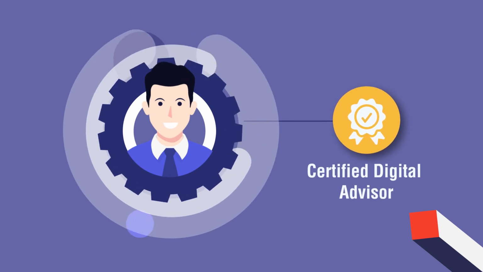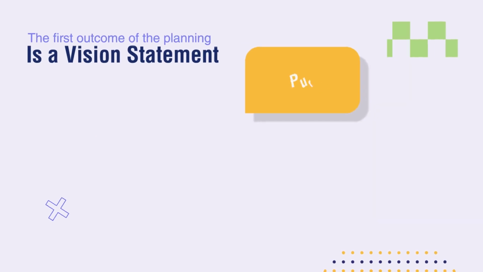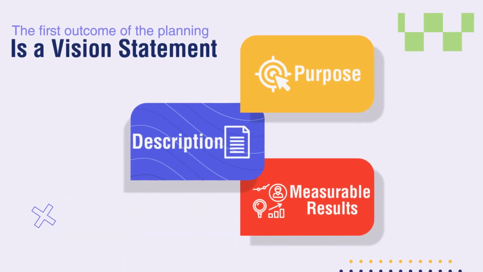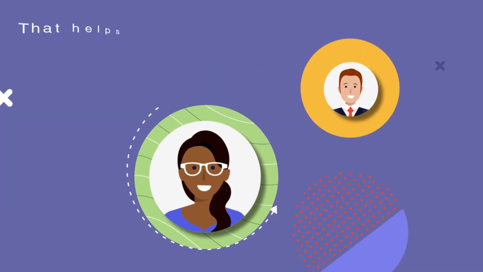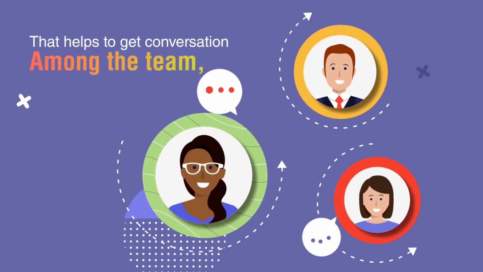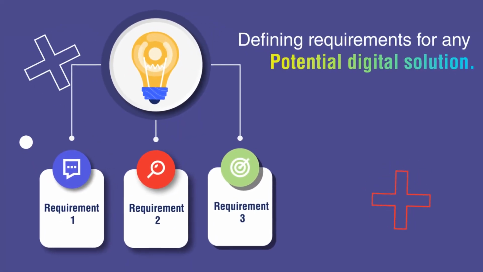certified digital advisor. The first outcome of the planning is a vision statement that is a clear definition of the purpose, description, and measurable results of the project. That helps to get conversation among the team, get clarity on what is the end goal, and helps in defining requirements for any potential digital solution.